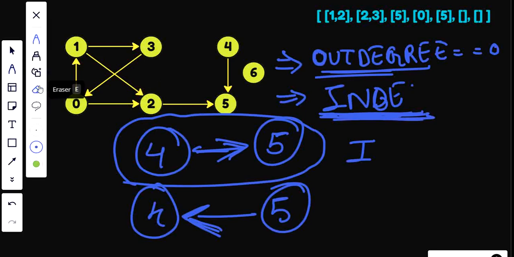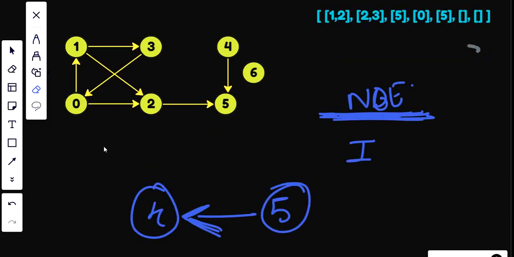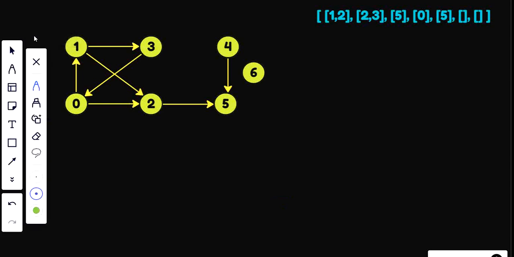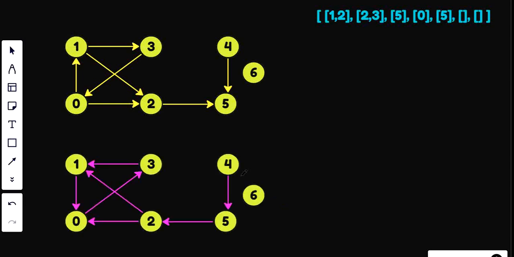So let's try to dry run this algorithm on the reverse graph. Let me firstly draw the reverse graph. So this is our reverse graph. You can see I simply reversed all the edges. So now let's try to utilize our Kahn's algorithm.